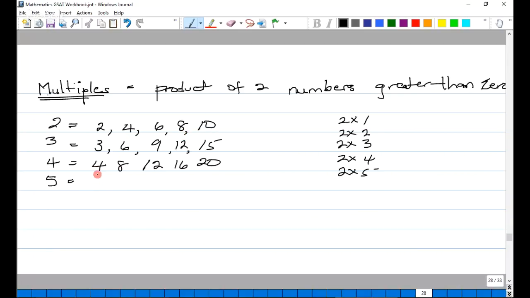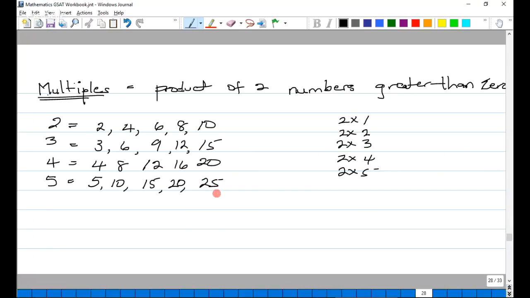What about the first 5 multiples of 5? 5, 10, 15, 20, 25. All right, good.